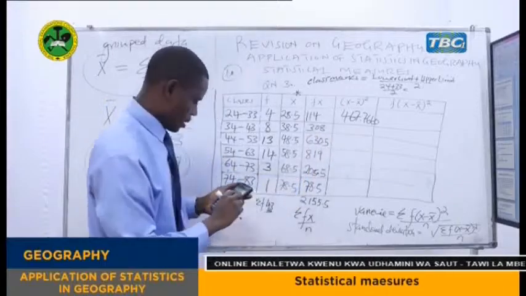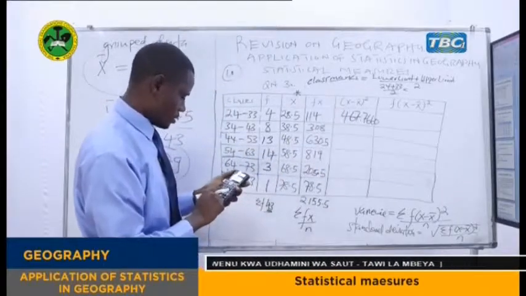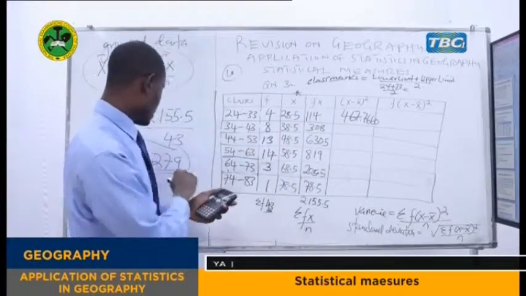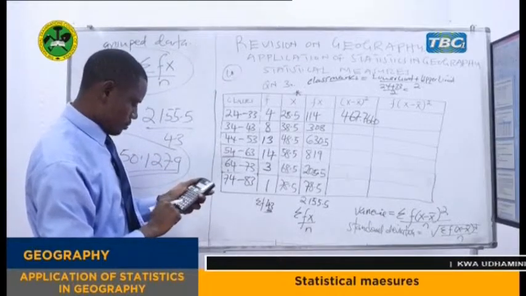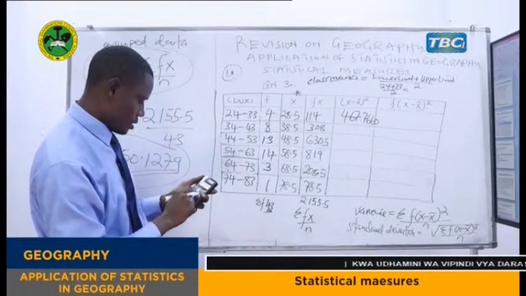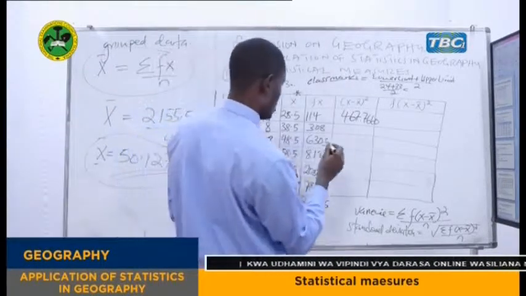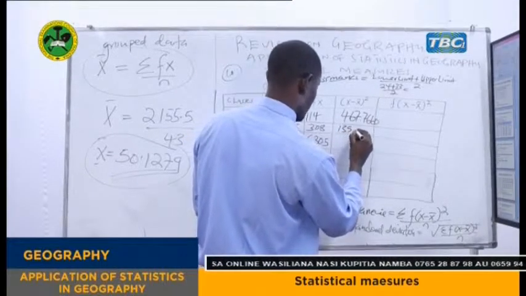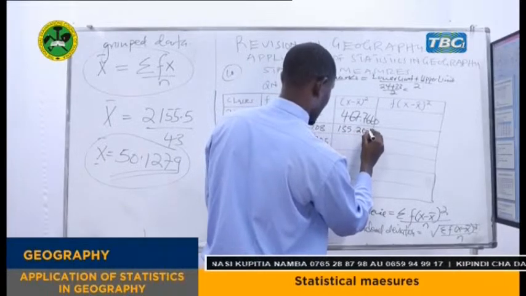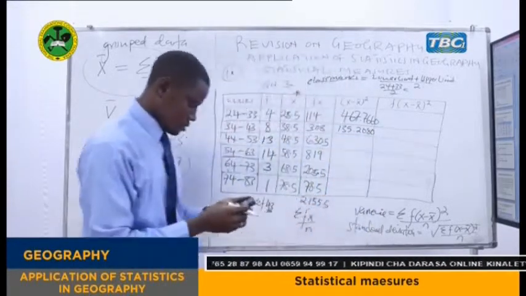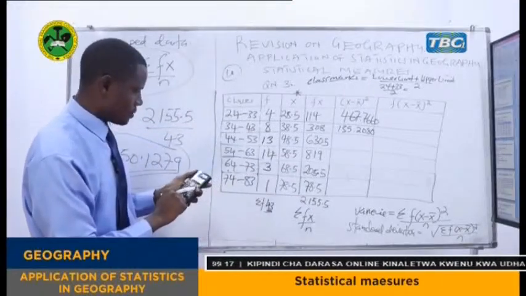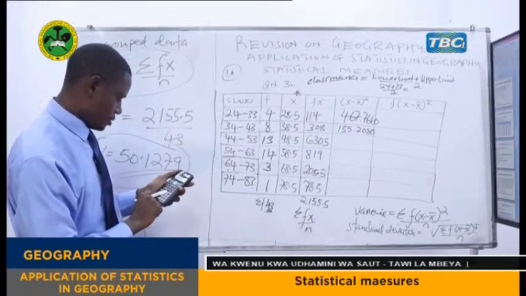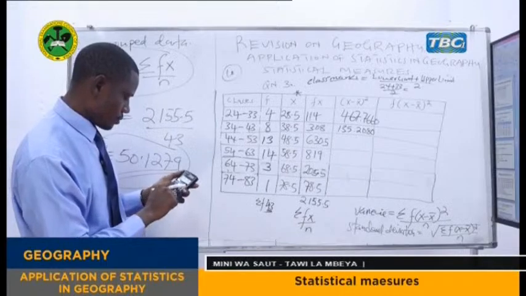Then we go for the next column. It's about brackets. So we take the brackets, that is 38.5. We minus the mean, that is 50.1279, bracket square. Then we come up with 135.2080. Then we go for the next column, bracket 48.5 minus 50.1279, that's our mean, bracket square.